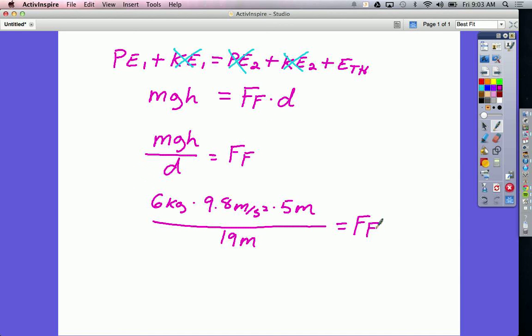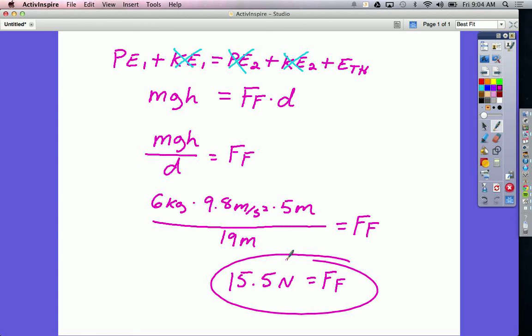When I plug all that into my calculator, I should get that the force of friction is 15.5 newtons. And that's how we solve problem number 24.